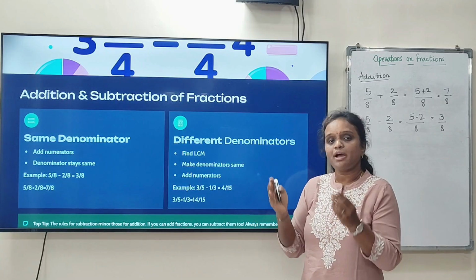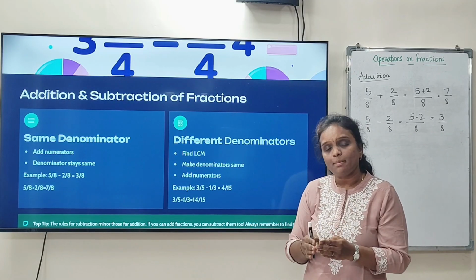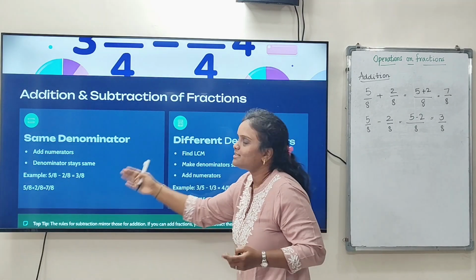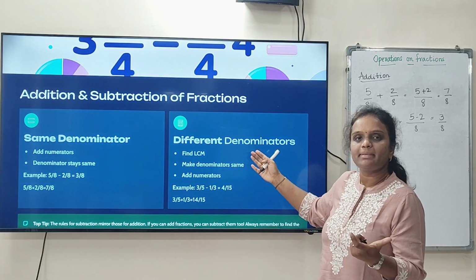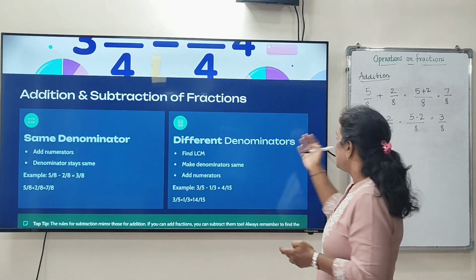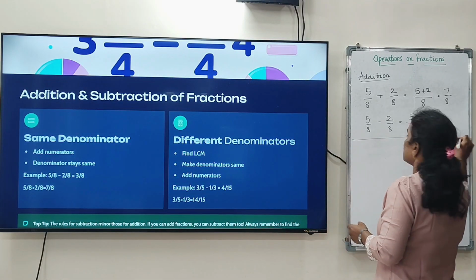What you have to do? You have to first make the denominators same. Then you have to follow the same case. How do you make the denominators same in this case? Finding an LCM. Let's go through an example.